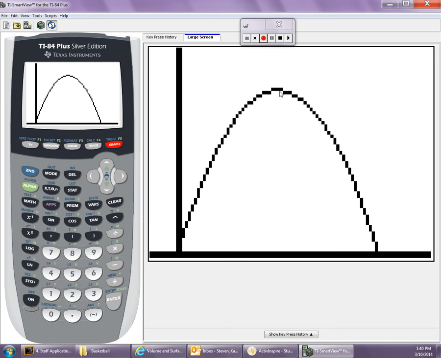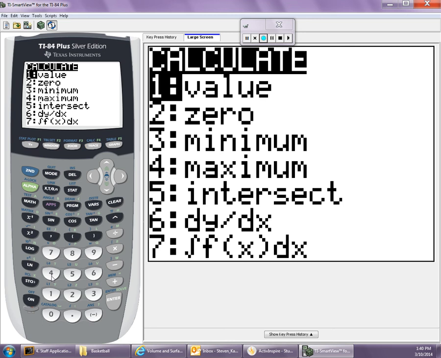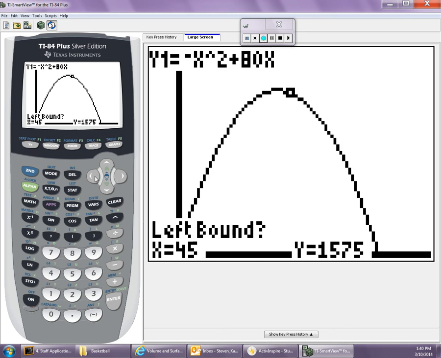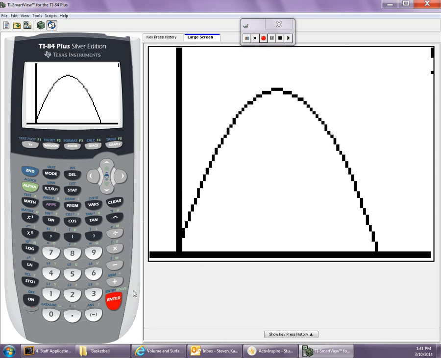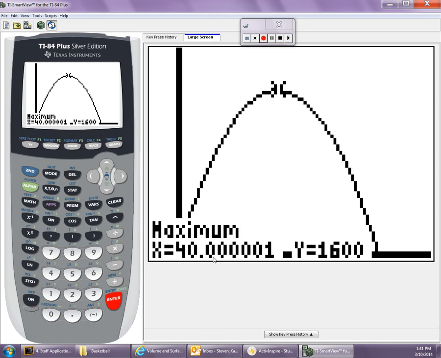So to find out the maximum value, I could go to second, calc. 4 is the maximum. Left bound means put it to the left of the point we're trying to get. So I'm going to go a little left, hit enter. Right bound, I'm going to go a little bit to the right of it, enter, and then for guess, I'm just going to hit enter. And I can see right here, 40. When there's a bunch of zeros, it just means that you moved a little bit too far to the right. So our maximum is the width of 40, and you get a Y, or an area, of 1,600. So those are the two ways to figure out your maximum area based on your perimeter.